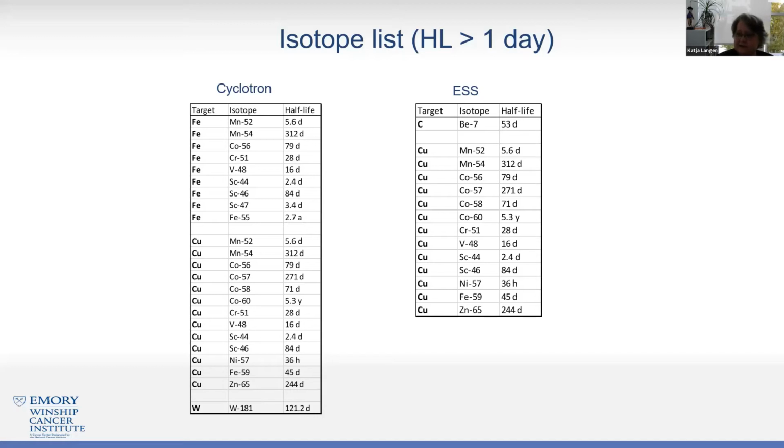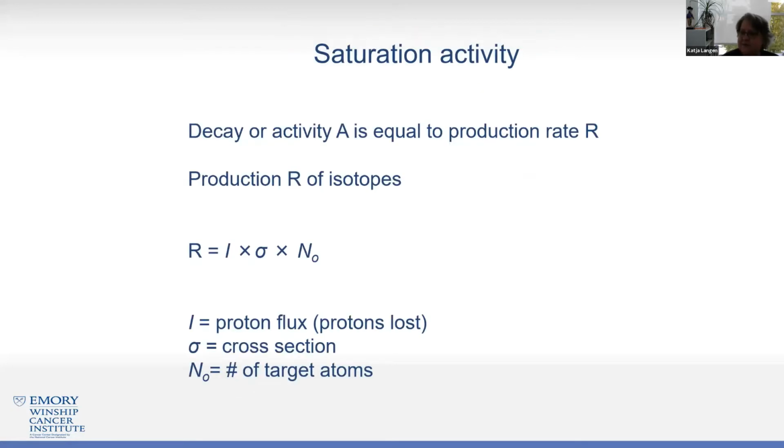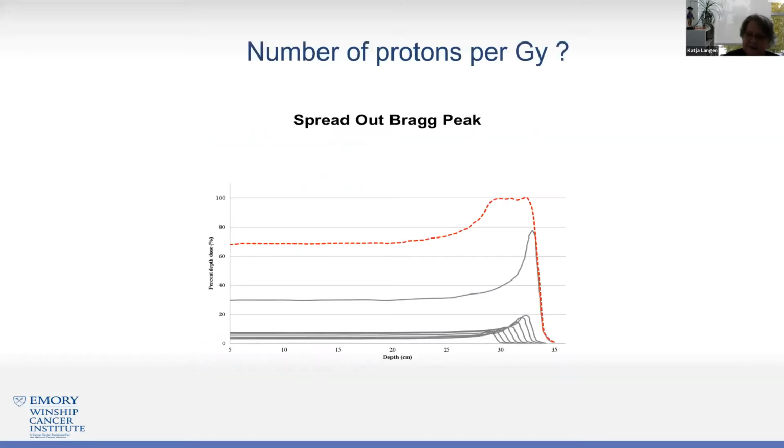It's about 5 years. So this saturation activity really builds up over the facility lifetime. Other isotopes have much shorter half-lives, so their saturation activity is built up much sooner. So at saturation activity, the decay or activity is equal to the production rate. You can calculate the production rate if you know the proton flux or the protons that are lost. You need to know the cross-section, and you need to know the amount of target atoms.